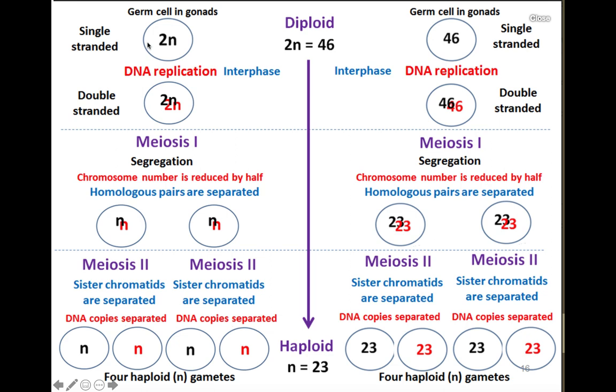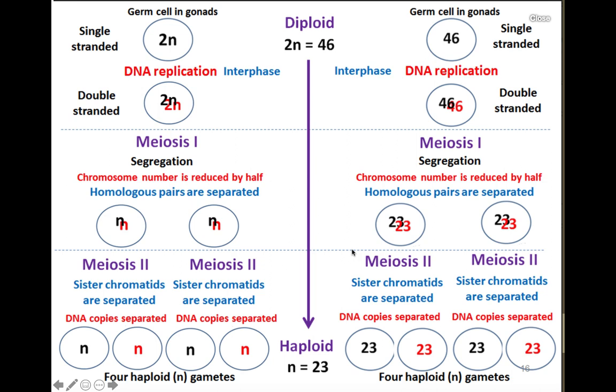So first you have a single-stranded set of 2N chromosomes. Then you replicate this in interphase, and then you have 4N. So you have 2N and 2N, which is two double-stranded copies. And then you have meiosis 1. You segregate one of these two copies into each cell. This is meiosis 1, where the homologous pairs are separated. And then meiosis 2, where each copy is separated. And this is where you have four haploid gametes. So now this is a sperm or an ovum, where it has only one set of the original two sets.